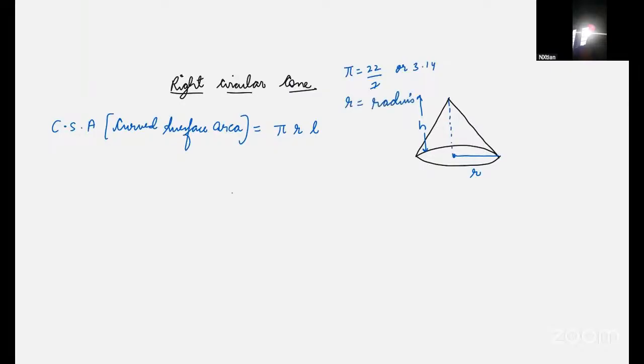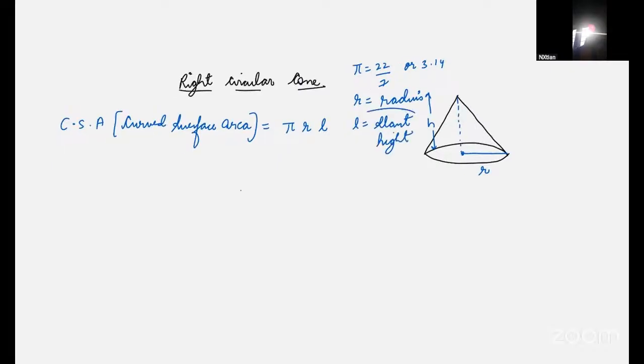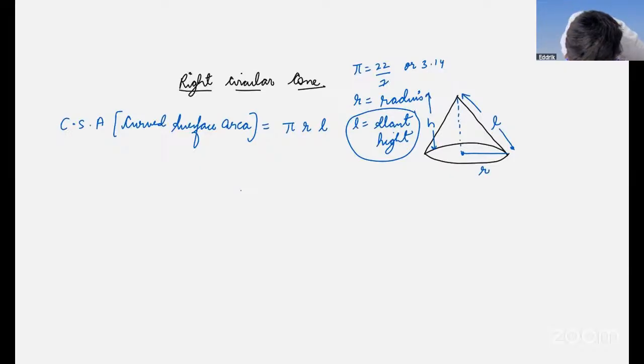Now L is also called as slant height. What is the meaning of slant height? Slant height is basically this thing. Are you with me, guys? Are we live or not? Yes, I guess we are live. So this is called as slant height, which is L.